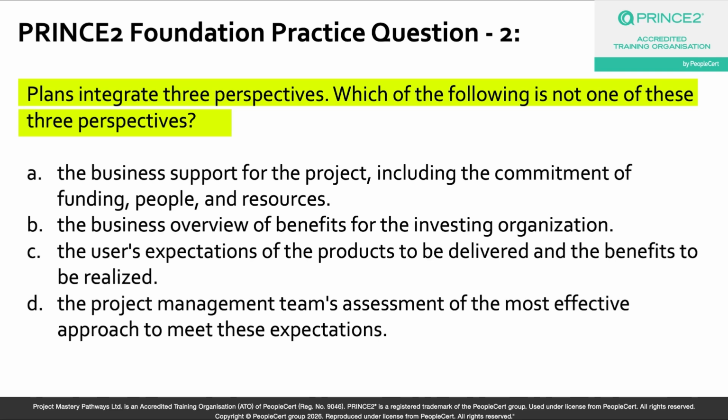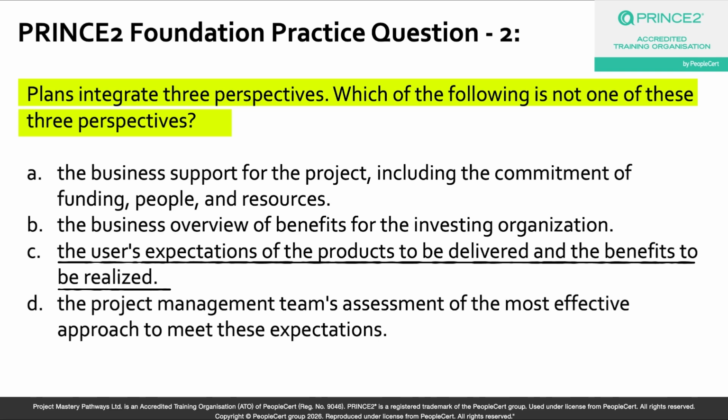Option C, the user's expectations of the products to be delivered and the benefits to be realized. Right, so this one is word for word from the PRINCE2 manual, which is good. Okay, so this is the first of the three perspectives. Think about it from a real world angle, that when a project team sits down to plan, the very first question is, what does the user actually want and what benefits are they expecting, right? So whether it is a new software system or a road construction or a product launch, the user's voice must be baked into the plan from day one. Okay, so option C is absolutely one of the three perspectives.